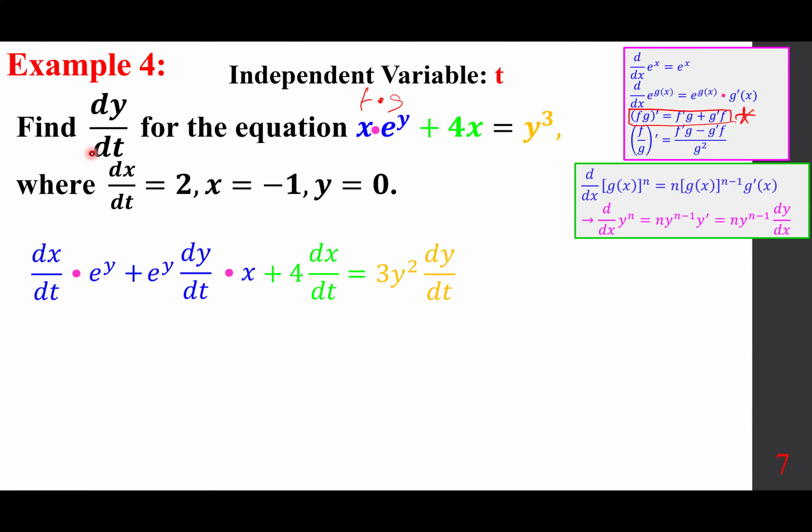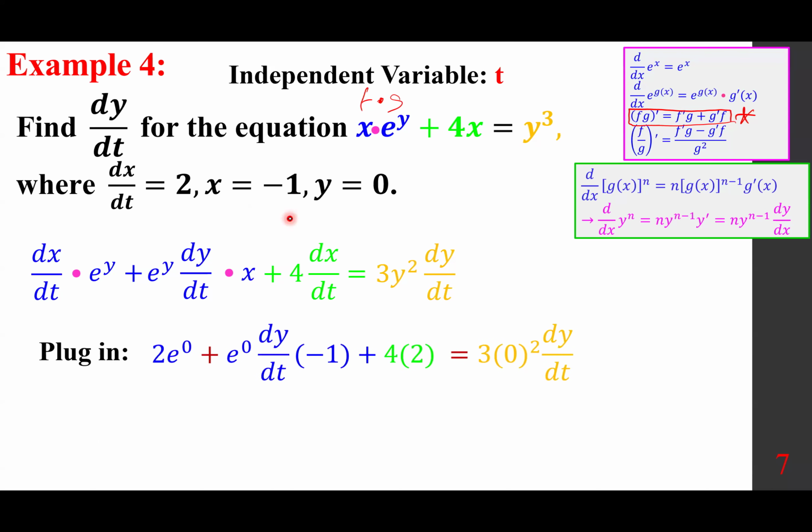Just plug in, which means replace whatever you have here. dx/dt becomes 2, x becomes negative 1, y becomes 0. When we plug in, of course, e^0 is 1. And on the right side, 3 times 0 squared times dy/dt is 0. So what you have is 2 minus dy/dt plus 8, where 2 and 8 add up to 10. So 10 minus dy/dt is 0. That means dy/dt is positive 10.